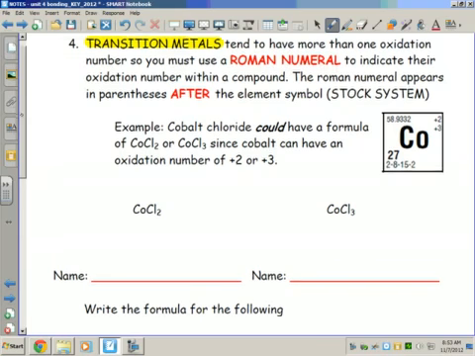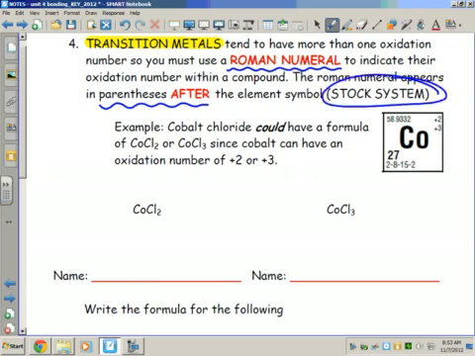So when we're naming them and when we're coming up with their formulas, we have to make sure we know which oxidation number, which version of that transition metal we're using. And we're going to delineate that with a Roman numeral. That's how we tell. And the Roman numeral comes in parentheses after the element symbol. We call this the stock system.